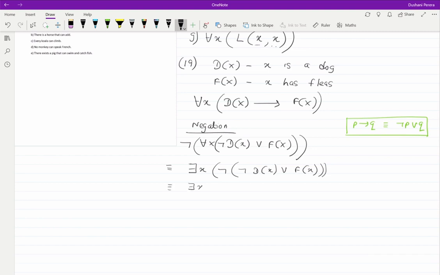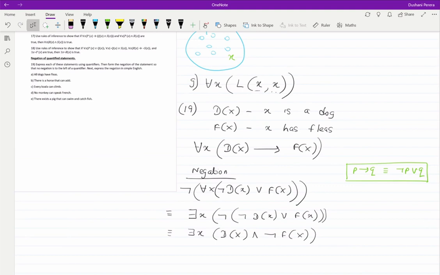Then you have for some x, we get this negation inside the main bracket. We have Dx and negation Fx. This is our final answer when we negate the statement.